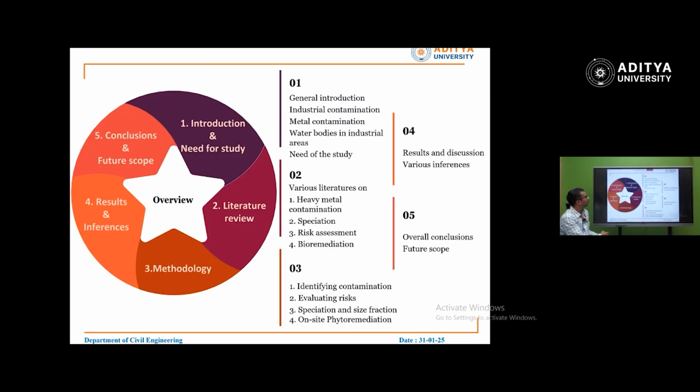This is an overview of my lecture, which will have a general introduction about the metals and how the water bodies in any industrial areas are getting contaminated by these metals, and a few literature studies that we are going to talk about later. Then we are going to split this work into four major parts. The first part is identifying the contamination, the second part is estimating the risk, and the third one is size fraction speciation. This will be a little complicated, but I'll try to explain it as easily as possible. And the last part is how you are going to remediate once you identify any contamination.